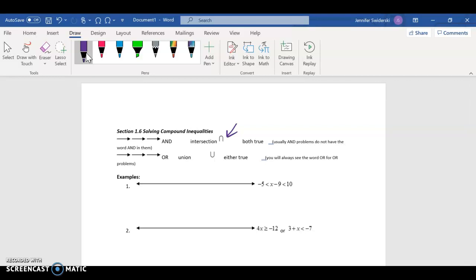Usually, and problems do not have the word in them. So maybe you say, I went to the store and I went and got gas. Those are both things that can be true. Down below here, this upside down U stands for the union, and that means either is true. That's called union, where this up here, this N, is the intersection. You will always see the word or for an or problem.